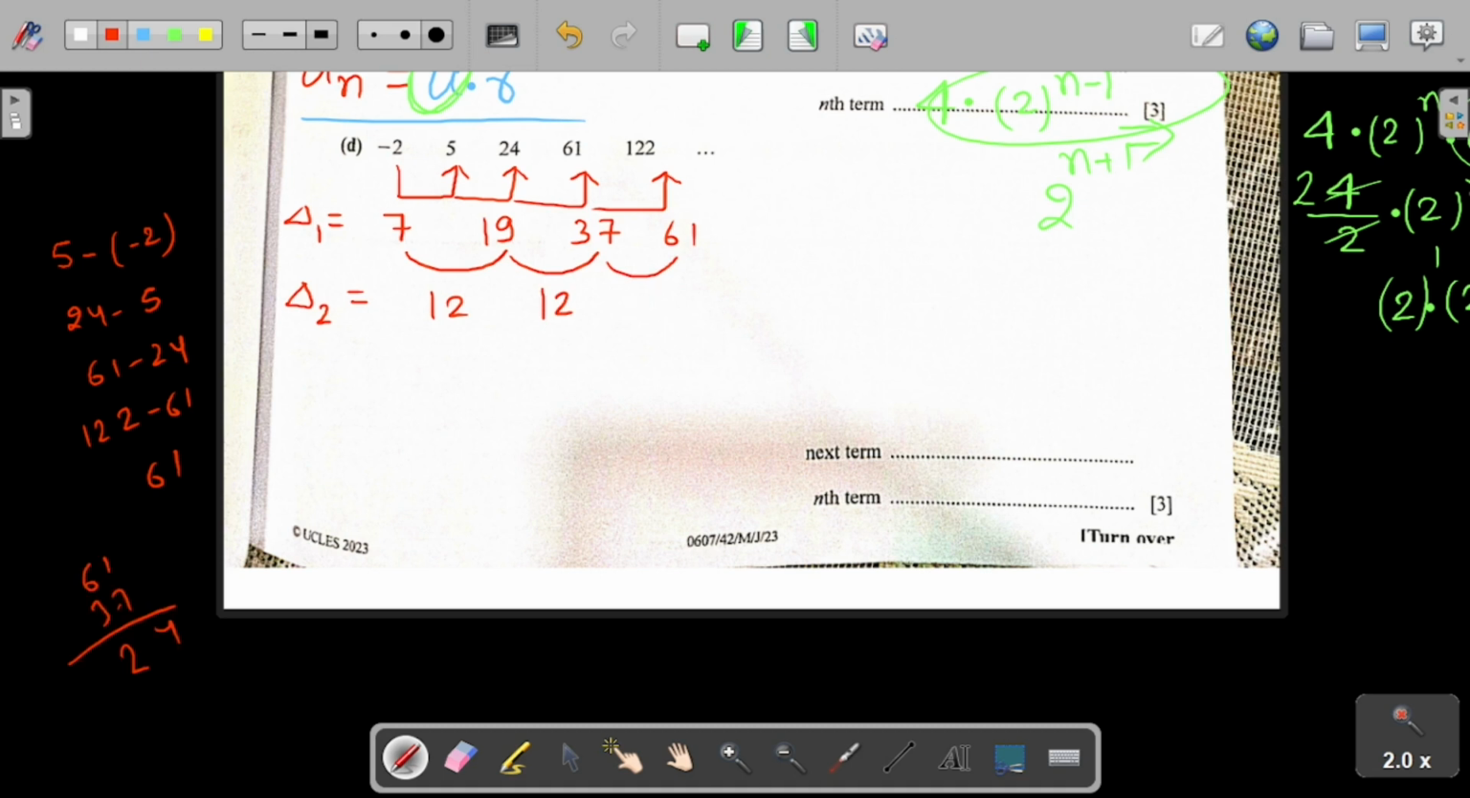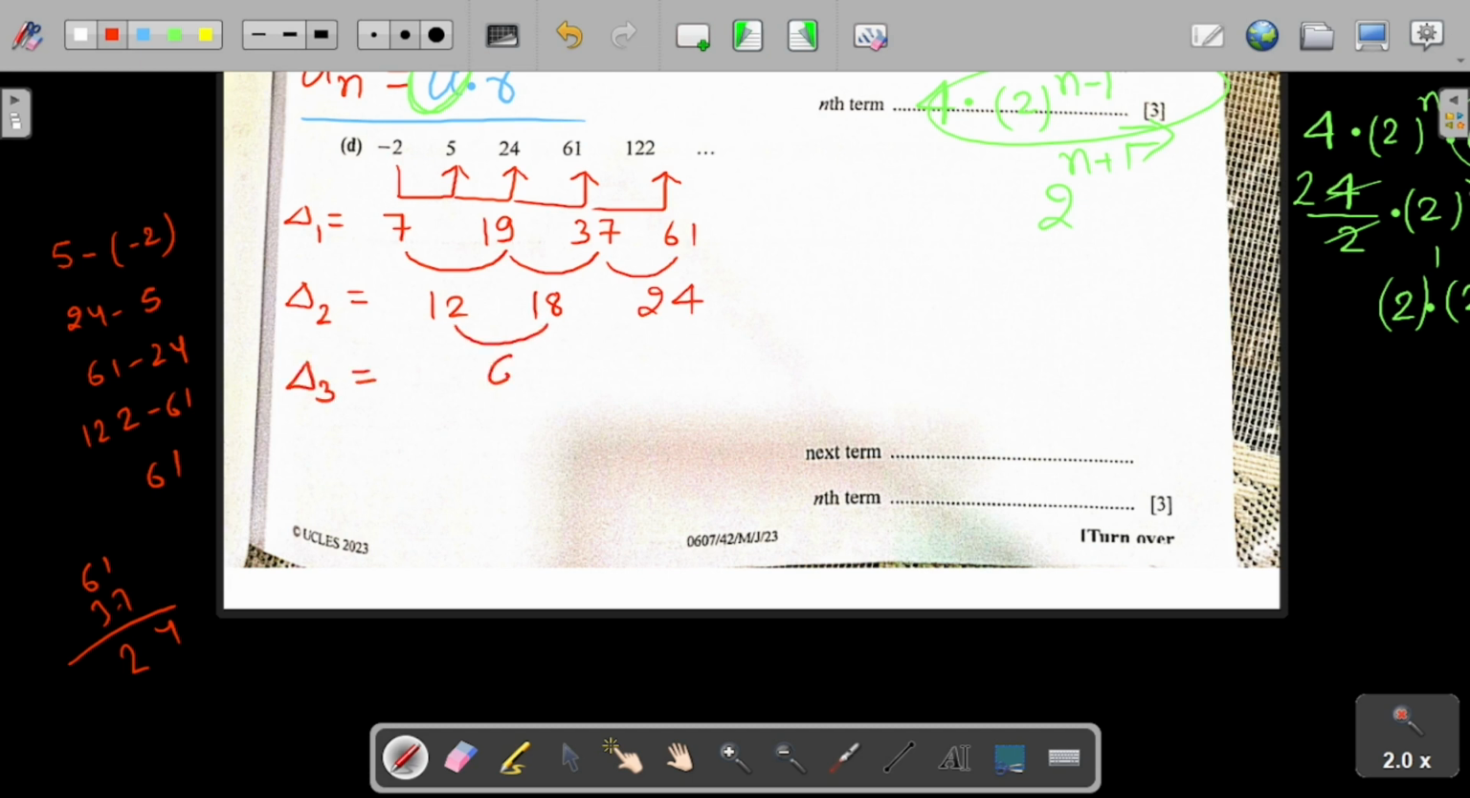I think there is an error in this part. So 37 minus 19 is going to be 18, and 61 minus 37 is going to be 24. Again, you can see that here the second difference is also not a constant. So we will try for the third difference.